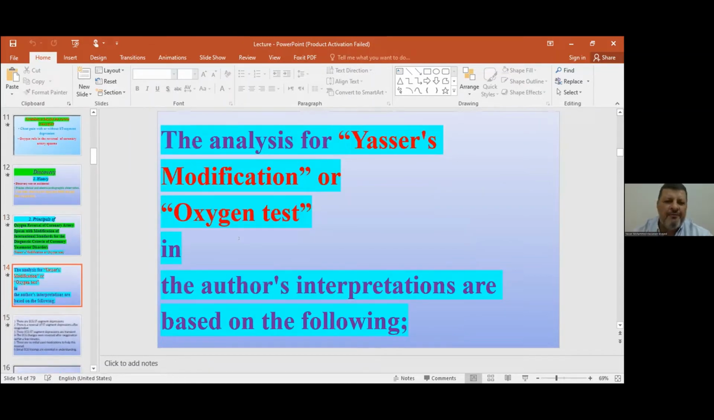Analysis for Yasser's modification or oxygen test in the author's interpretations are based on the following.